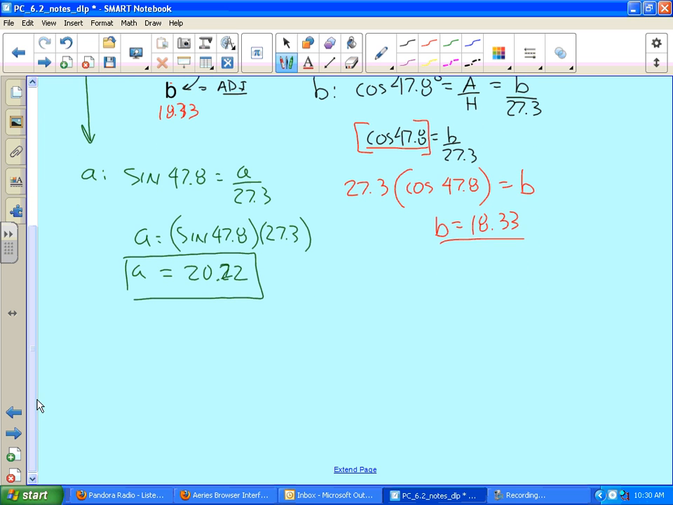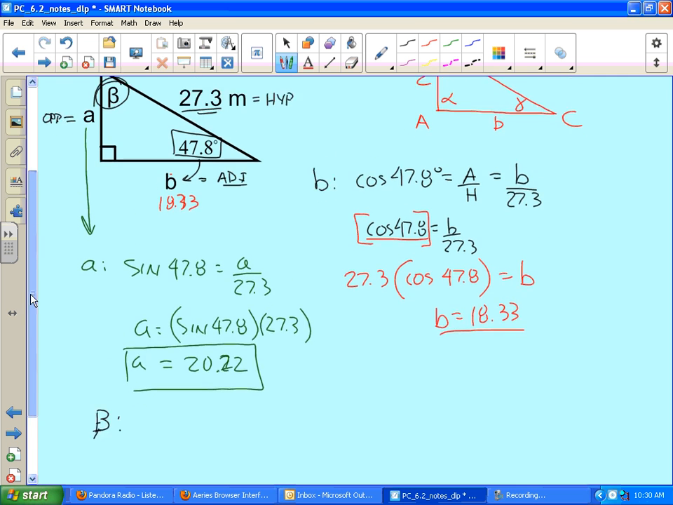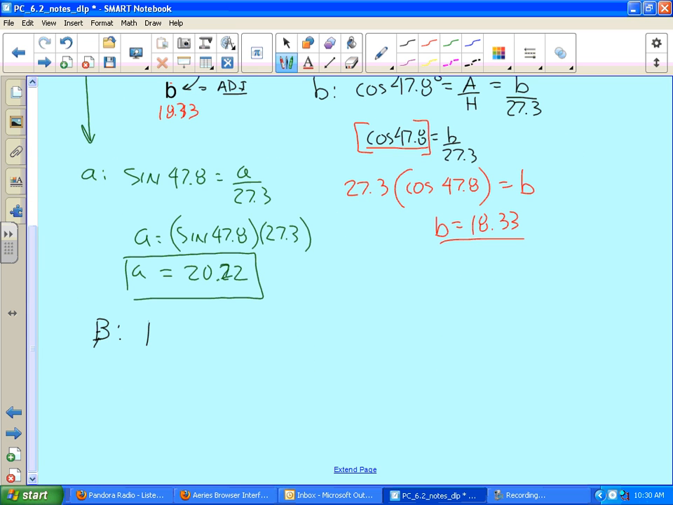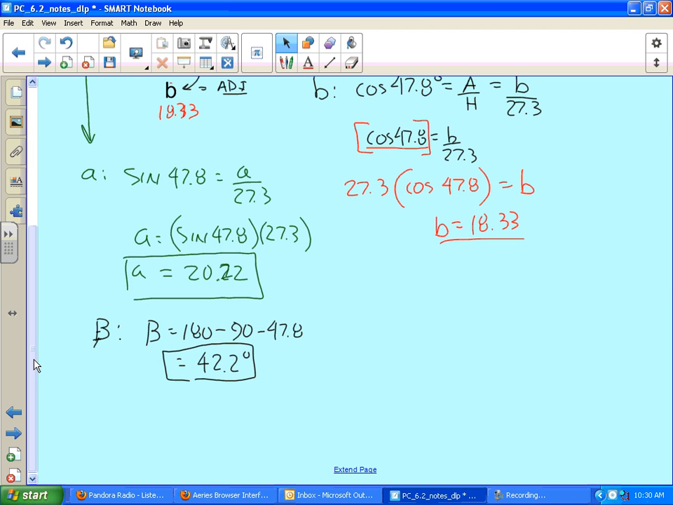Well, do I need to use a trig function to find angle beta? No. I could have done that right off the bat because it's the third angle of a triangle that has two given angles. So I could have just done beta is equal to 180 minus the 90 degree angle minus the 47.8 degree angle. And we're going to get 42.2. 42.2 is this beta angle. So I didn't need to do a trig function for that. I could have just done the summation of angles.